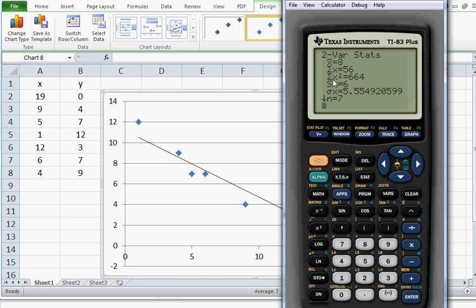The sum of the x squareds is 664. The sum of the y squareds is 348. And the products x times y add up to 197. So a lot of this information can be gotten off a calculator as well as by using Excel, and then we use the formulas as before.